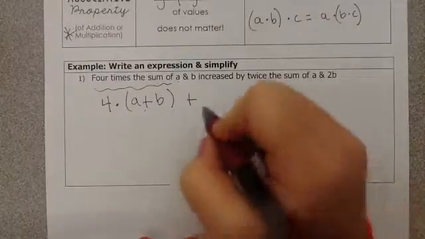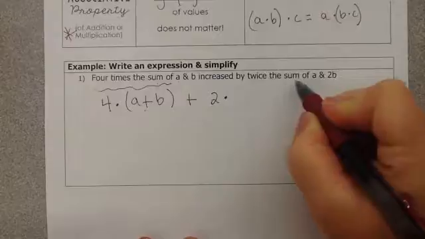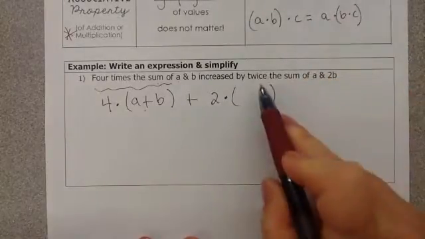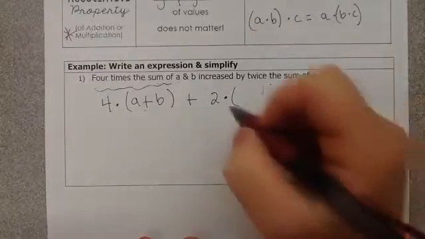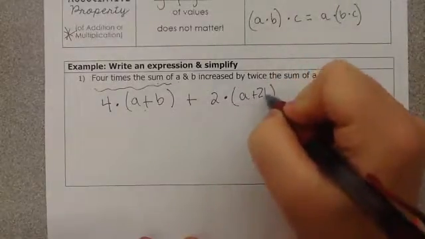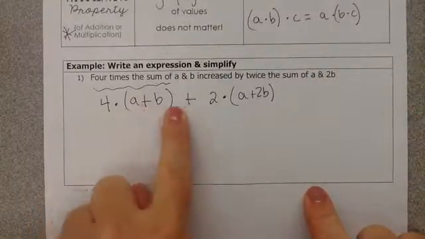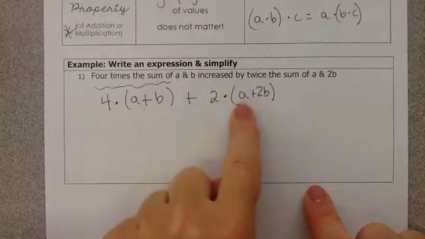Twice means 2 times the sum. Again, I'm adding, so what do I need? Twice the sum, so I need the sum inside. What am I adding? A plus 2B. So 4 times the sum of A and B, increased by twice the sum of A and 2B.